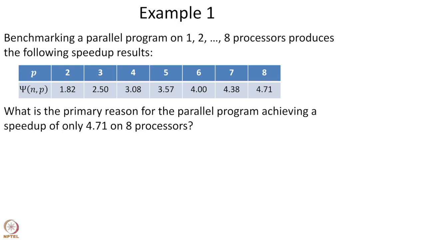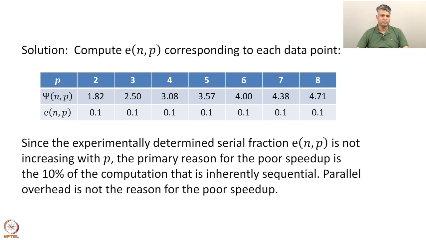Now, let us look at the results of this analysis. When I compute E of n, p corresponding to each of these data points, I find that E of n, p based on the speedup that I have obtained is just 0.1. Since the experimentally determined serial fraction E of n, p is not really increasing with P, it's a constant 0.1 whether it is 2, 3, 4, 5, 6, 7 or 8 processors. What we can conclude is that the primary reason for poor speedup is that 10% of the computation is inherently sequential, and parallel overhead is not the reason for poor speedup.